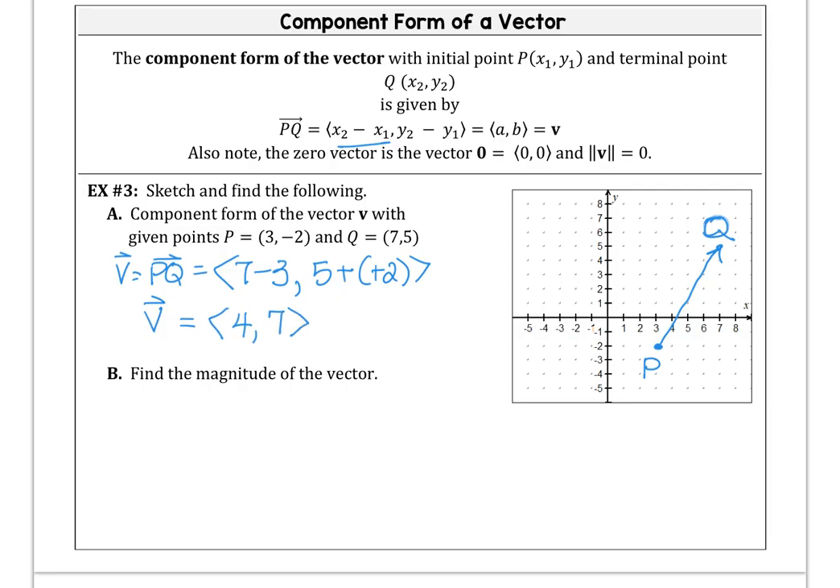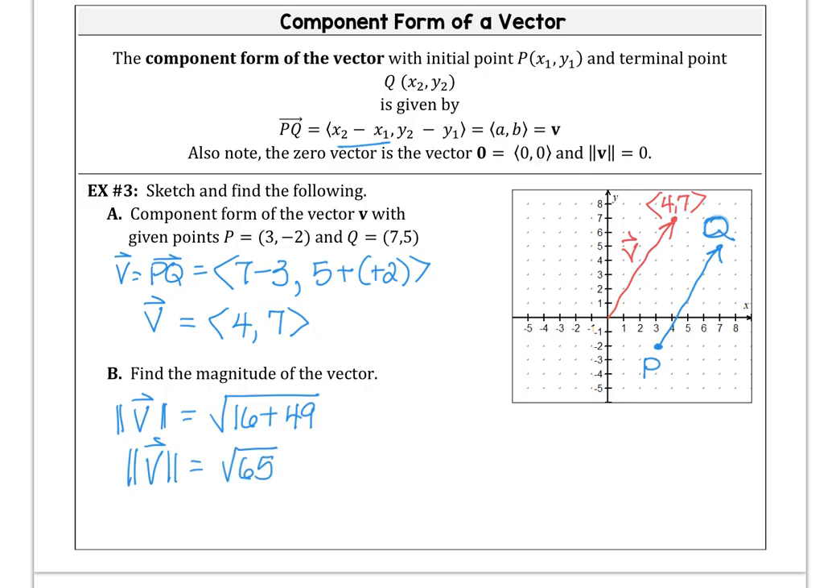Find the magnitude of the vector, so we can draw that over here. (4, 7) is vector v. It has the same magnitude and same direction as vector PQ. The magnitude of vector v is the square root of 4 squared plus 7 squared. Our magnitude of vector v is the square root of 65.